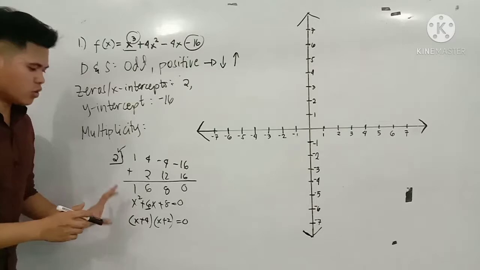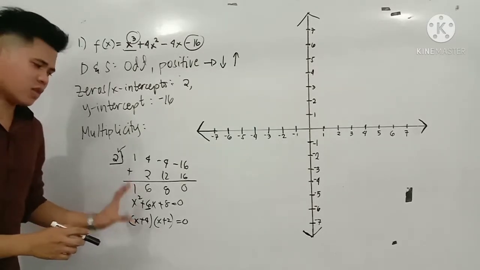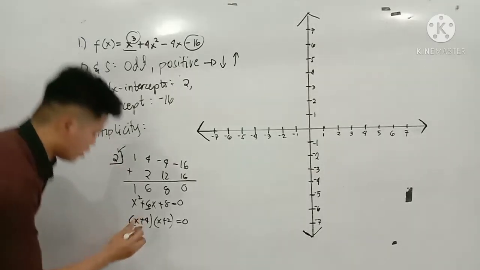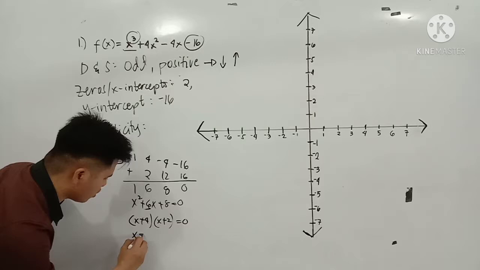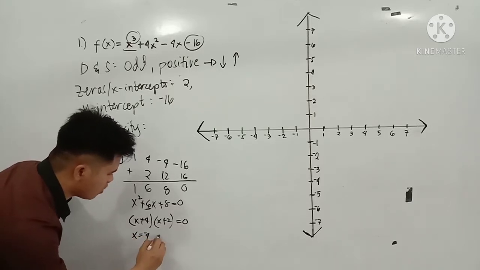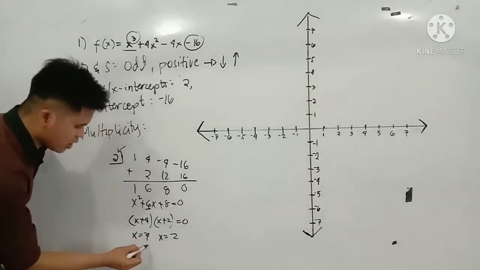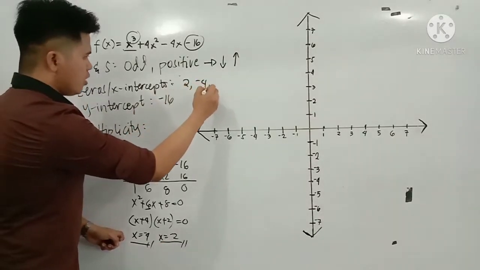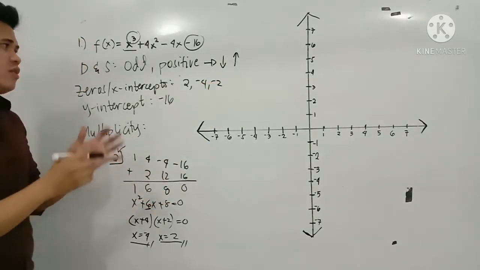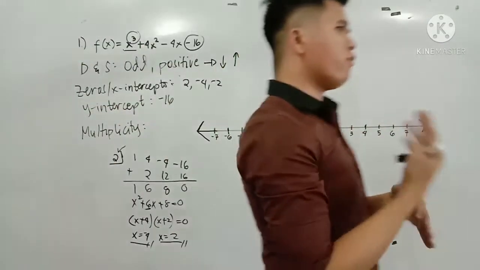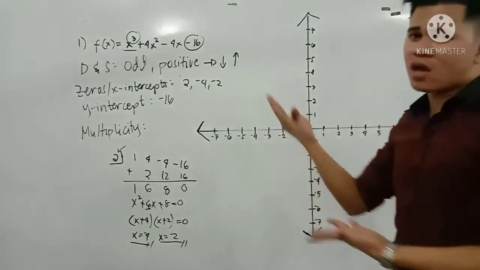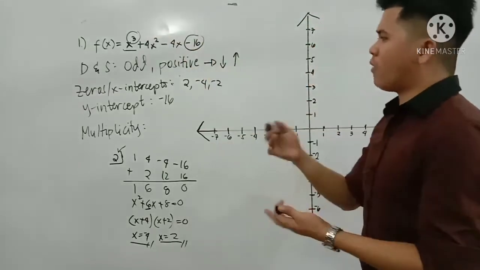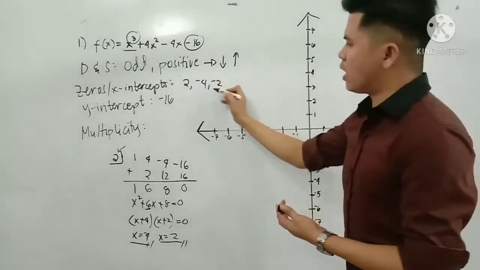And this means we have to use the zero product principle, which means we equate all the factors to 0. So automatically, we have x equals negative 4, and here x equals negative 2. And these are our other zeros. Remember, the number of zeros that we have to find depends on the highest exponent. Since our degree is 3, we have to find 3 zeros. And we have them now.